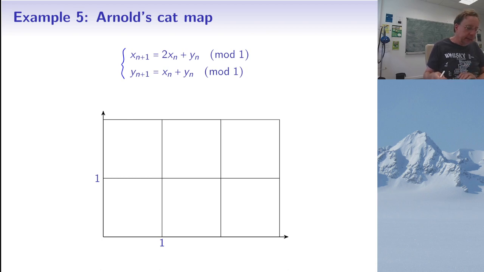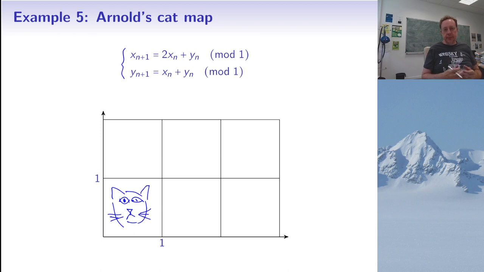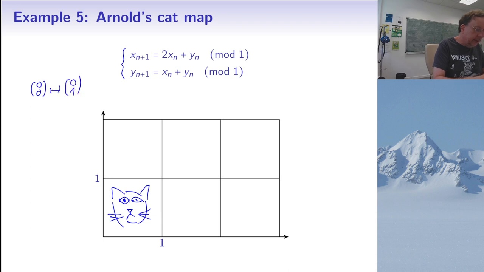So the idea is that I think Arnold, it's called cat map because he made a picture like this of a cat here, and maybe it looks like this. And what happens to the cat after we apply this map? So let's look at some points. So the point 0, 0 is mapped to itself. Now the point 1, 0. So if I discard this modulo 1, so 1, 0 will be mapped to the point 2, 1. So this point here will be mapped here.